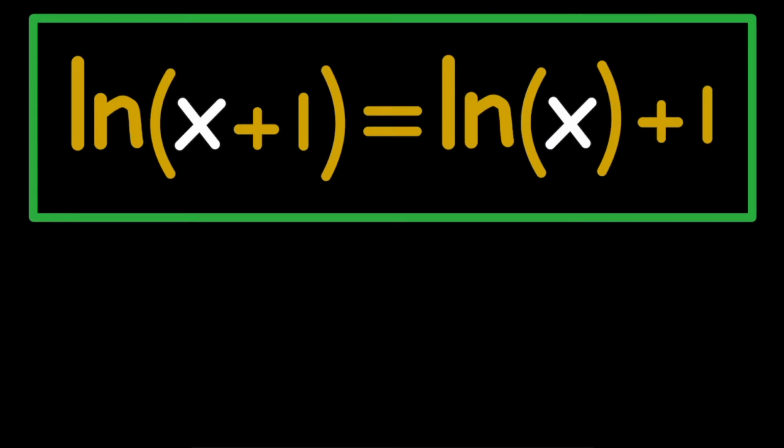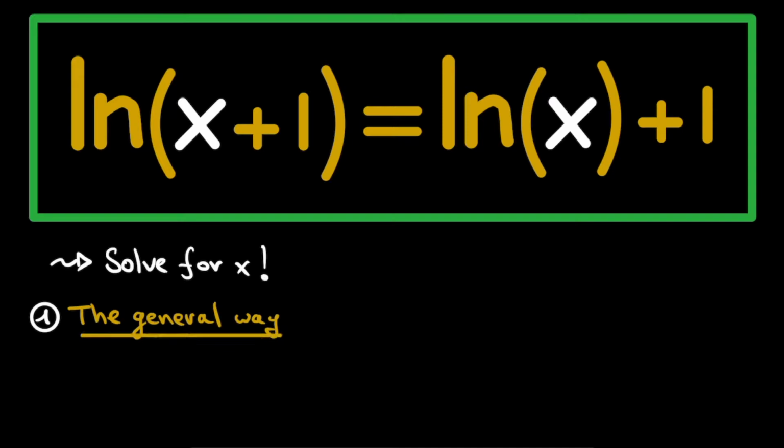In this short video, we're going to solve the following equation for x. The ln, or the natural logarithm, of x plus 1 is equal to the ln of x plus 1. And we need to find a specific x for which this equation is true. And we're going to solve this by using the general method of solving logarithmic equations.